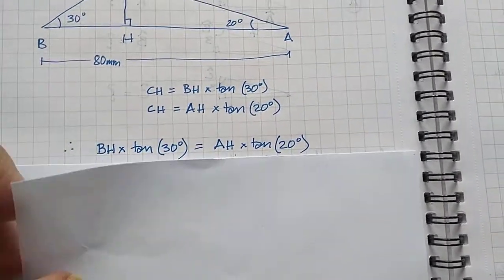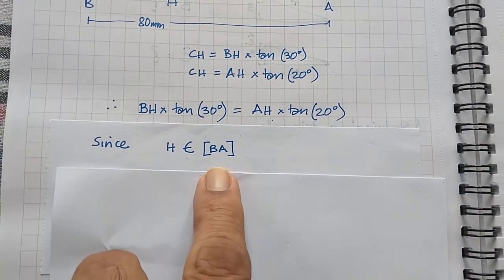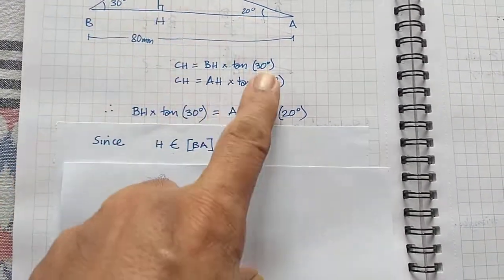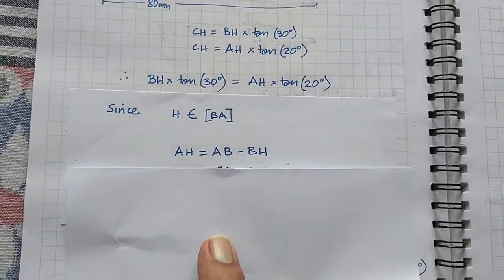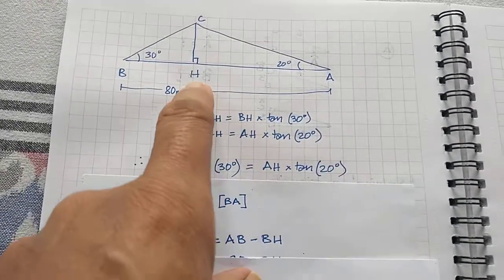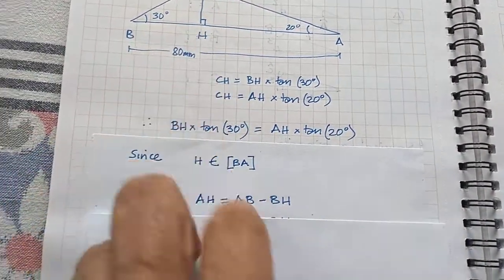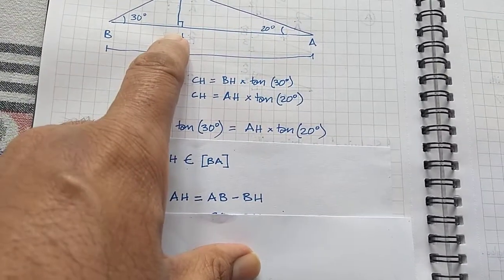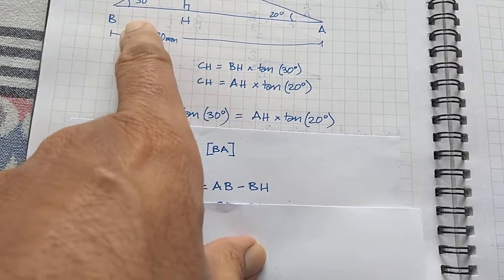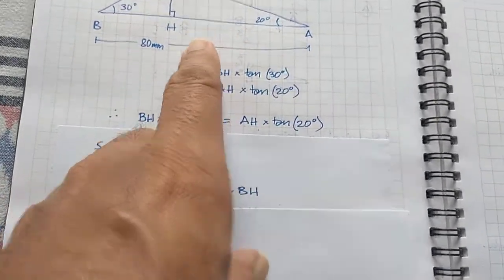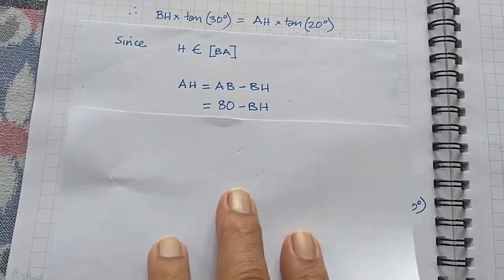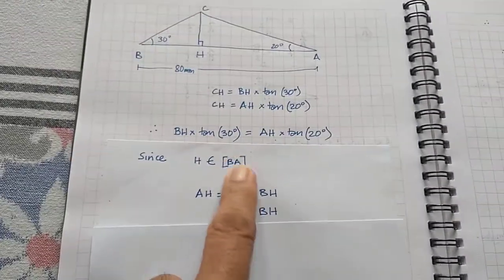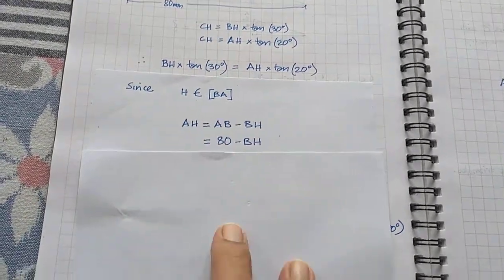Now since H belongs to segment BA, H is in between A and B, we can say AH is equal to AB minus BH. This is very simple. AB minus BH gives us AH. In this case, 80 millimeters minus BH, because AB we know is 80 millimeters.